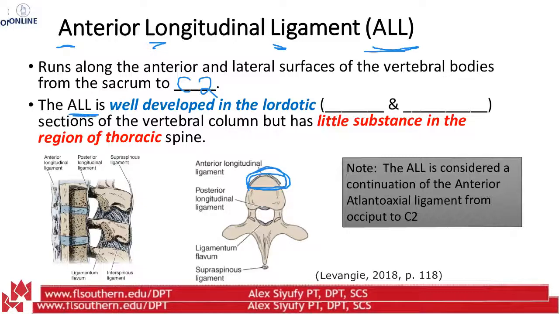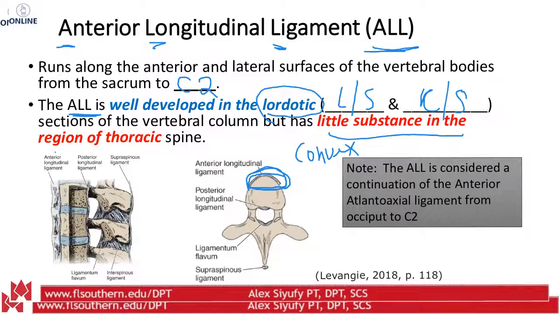It's best developed in the lordotic curves. So as you think about which cervical and lumbar areas have lordosis, it's best developed in there. So those are the convex portions anteriorly, and that's where the ALL lives. And so for that reason, it has little substance in the kyphosis of the thoracic spine. So that's the first one.